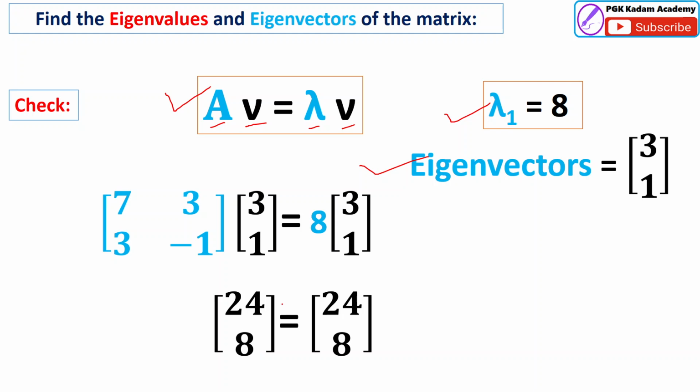Okay, here we check that both sides are equal. This means that lambda 8 is correct. This is the first value we checked for this eigenvalue and eigenvector.